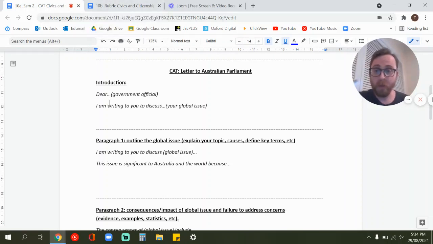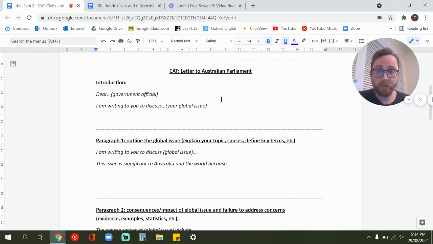So, introduction. "Dear government official." It's important that you write down the correct government official, the correct minister. So if your letter is talking about refugees and doing more to help refugees and asylum seekers, don't send your letter to the Minister for Agriculture, for farming. Make sure that you've gone to that APH website, you've looked down the list, and you've found the relevant minister for your topic. "I'm writing to you to discuss your global issue."